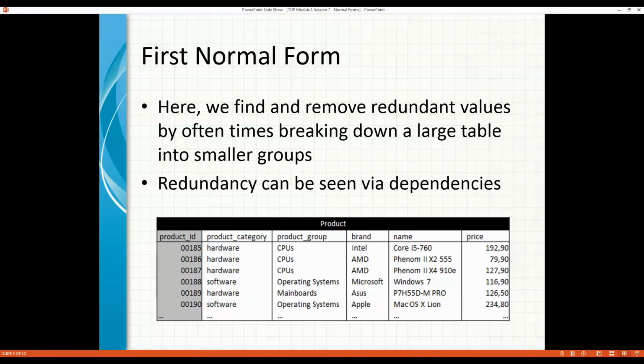When we break a table down, let's say for this example, we break this product down and we have the brand, name, and price. Then we have product group in one table, and then product category as another. Now when we have one table as brand, name, and price, we can include something in there that will point to the product group of that. And in the product group, we will only display CPUs, mainboards, and operating systems. Lastly, for product category, we can have that in its own table, in which case we will display 2 values, hardware or software.